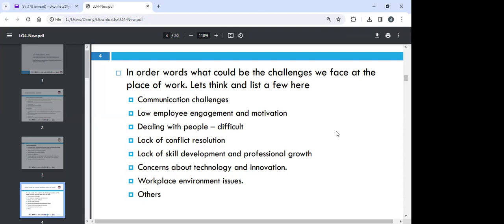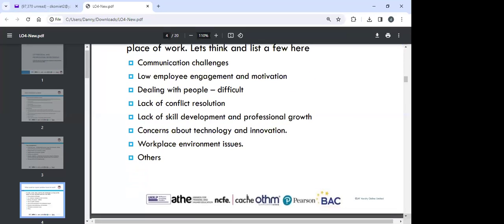And then dealing with people is very difficult. Then we have lack of conflict resolution, lack of skill development and professional growth. And then we have concerns about technology and innovation. Lastly, workplace environment issues and many others.